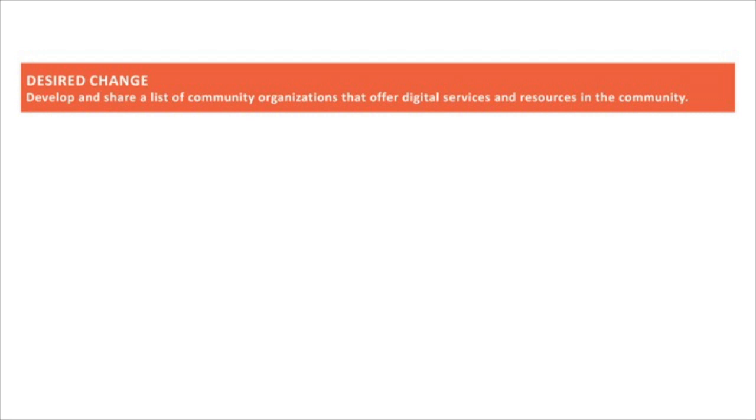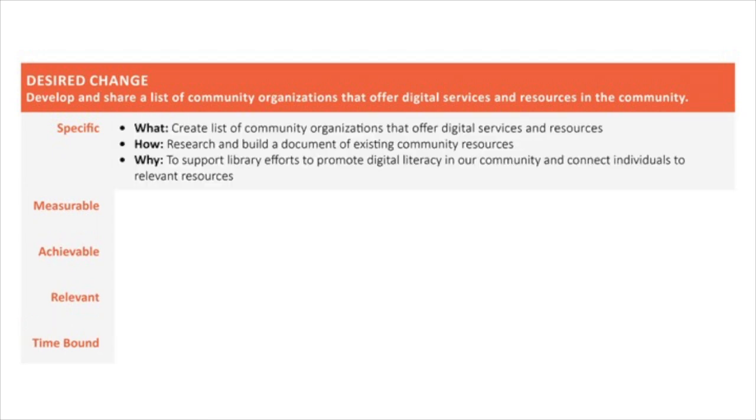Their ultimate goal, based on identifying it from their EDGE assessment results, was to develop and share a list of community organizations that offer digital services and resources in the community. Using this guiding statement, they then outlined information for each section of the SMART goal: specific, measurable, achievable, relevant, and time-bound. To specify how they wanted to create this list of organizations, they had to outline the what, how, and why of the goal. Starting with specific allows you to start framing and considering the other components of your goal.